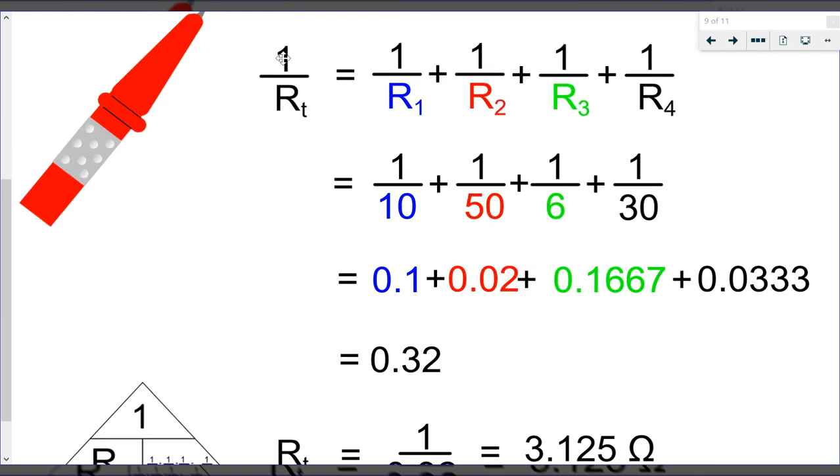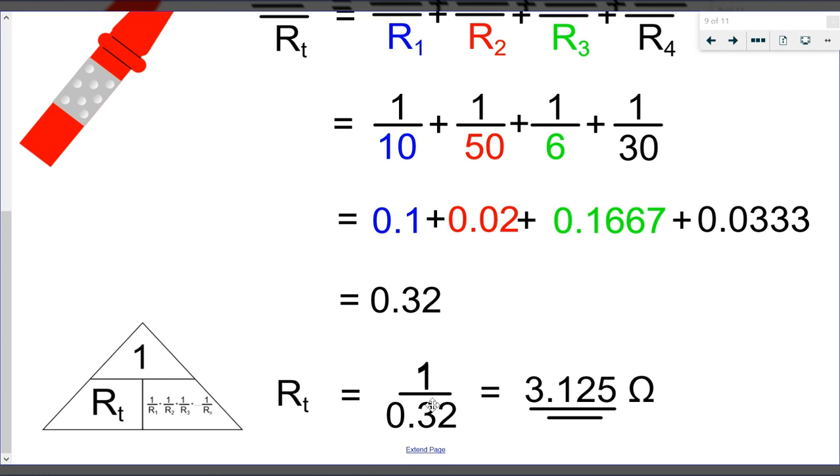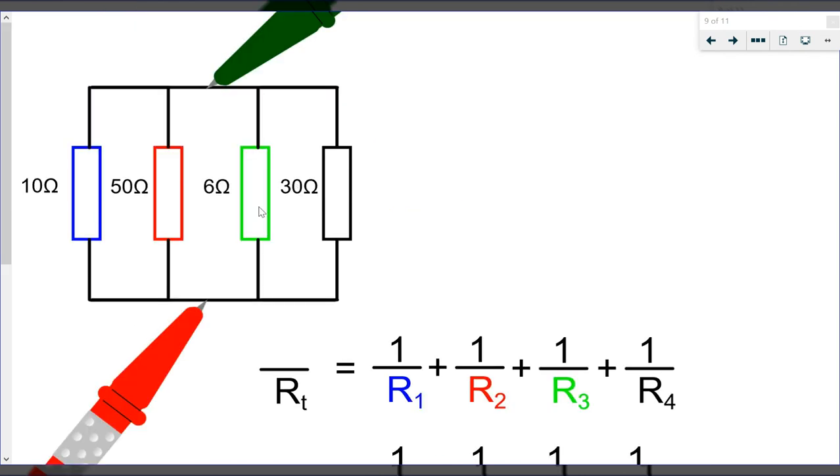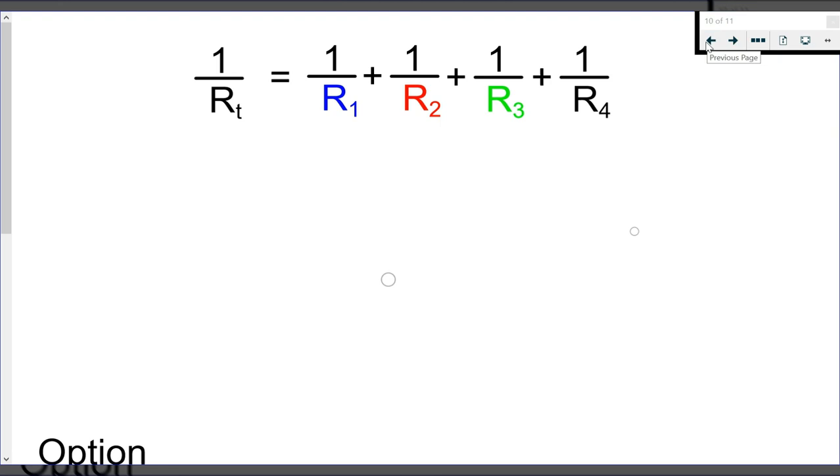Option number 3, well, we can carry out a 1 over RT calculation. This is probably one that you are more familiar with. So what's a 1 over RT calculation? Well, 1 over RT is where we take 1 over R1 plus 1 over R2 plus 1 over R3 plus 1 over however many parallel branches that there are.